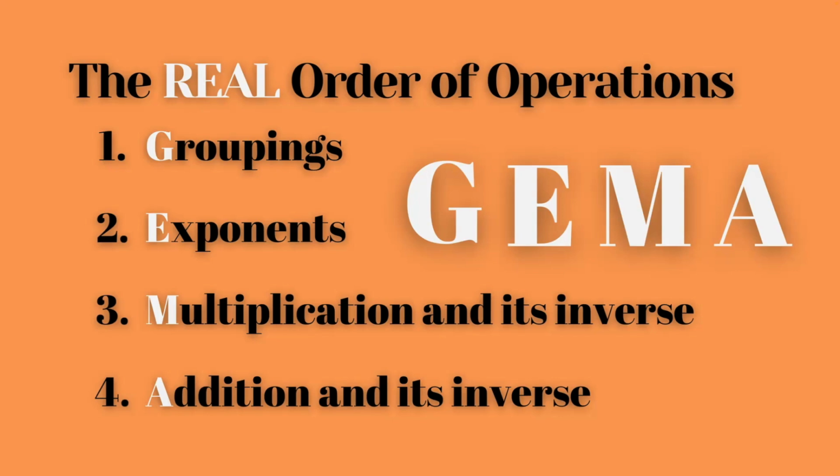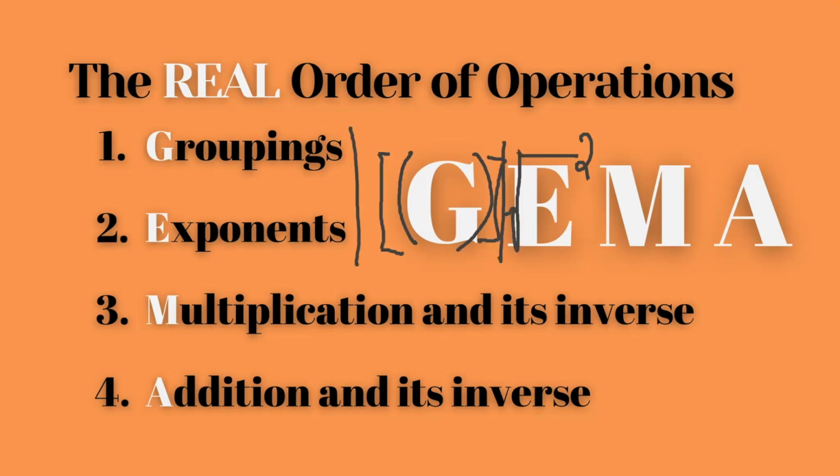We'll do any of our groupings, literally any of them. Okay. Then we'll do exponents. Then we'll do multiplication and division. And then we'll do addition and subtraction. This is the order in which we simplify.